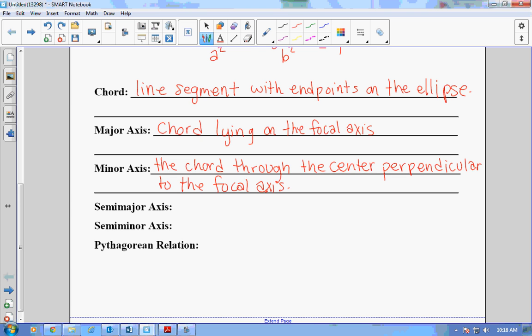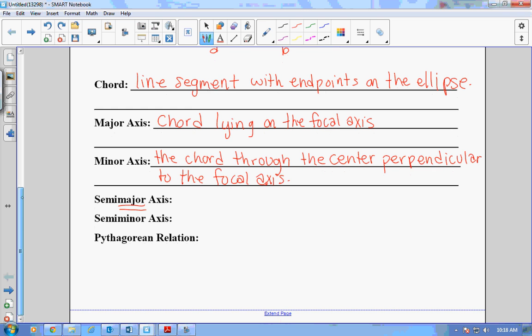Okay, the semi-major axis is A. Now will you underline major, please? The semi-major axis is A, and I'm going to put in parentheses, it's the wide side.